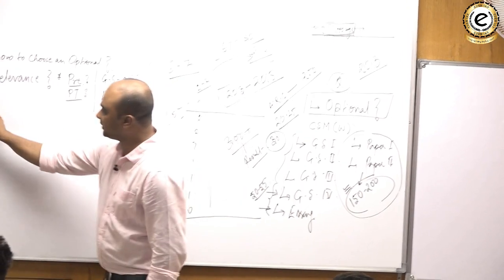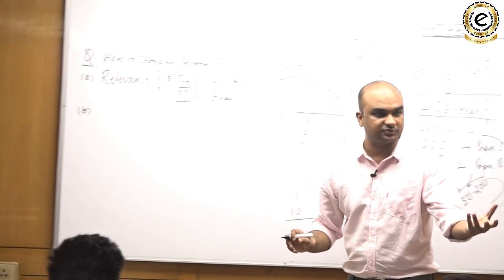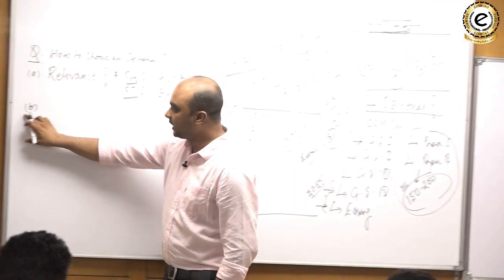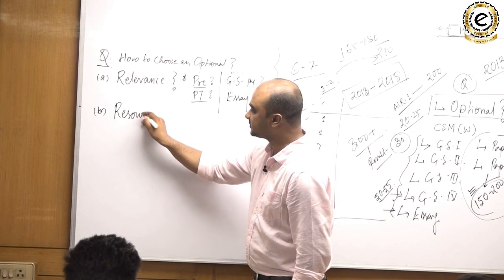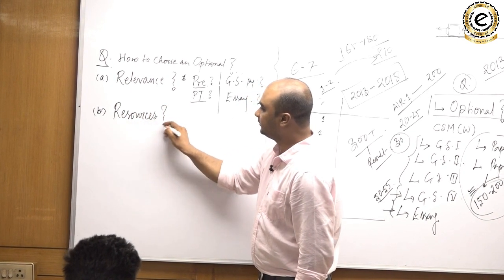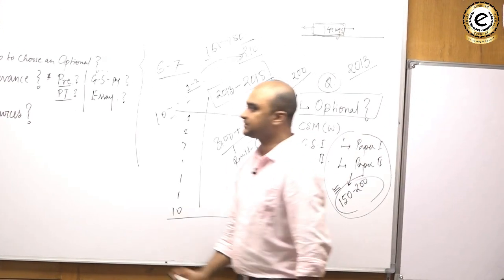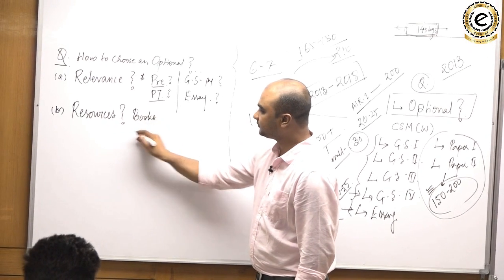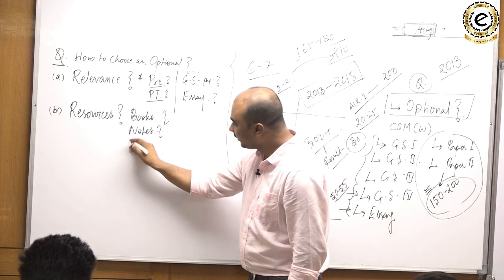The second question that you should ask yourself before choosing an optional, this is a smart decision, is: do I have the resources? Are there resources available? Now, what do I mean by resources? Resources means books, notes, or even a mentor.